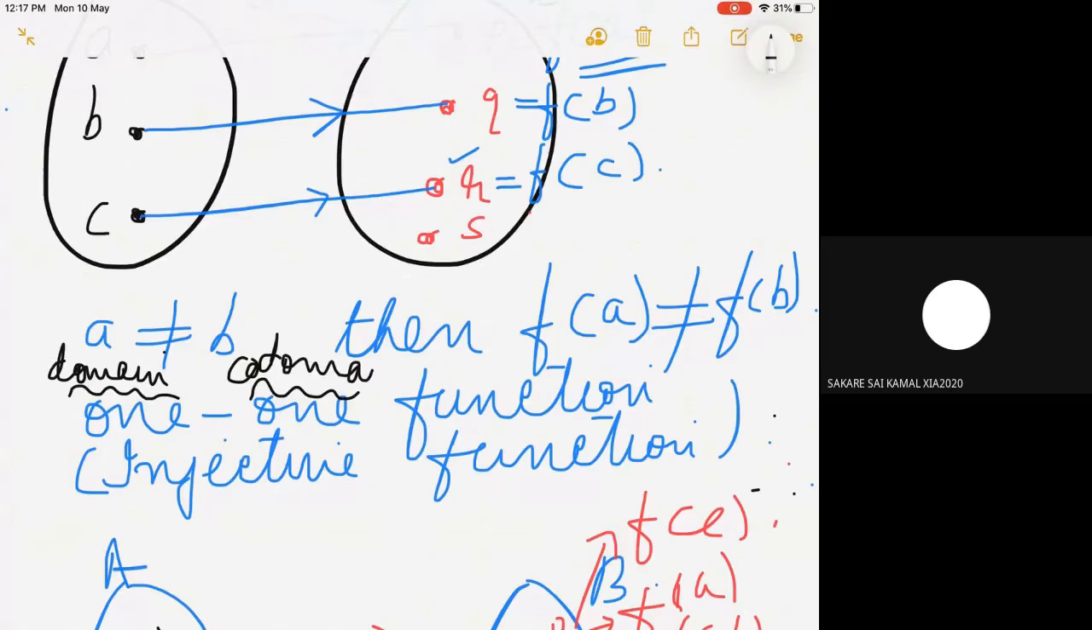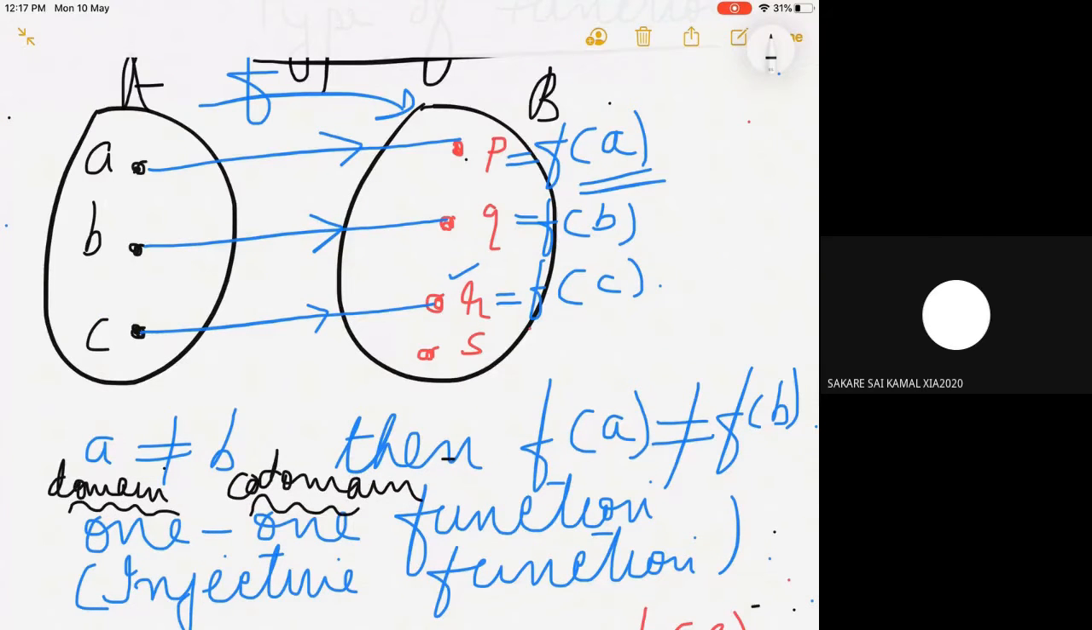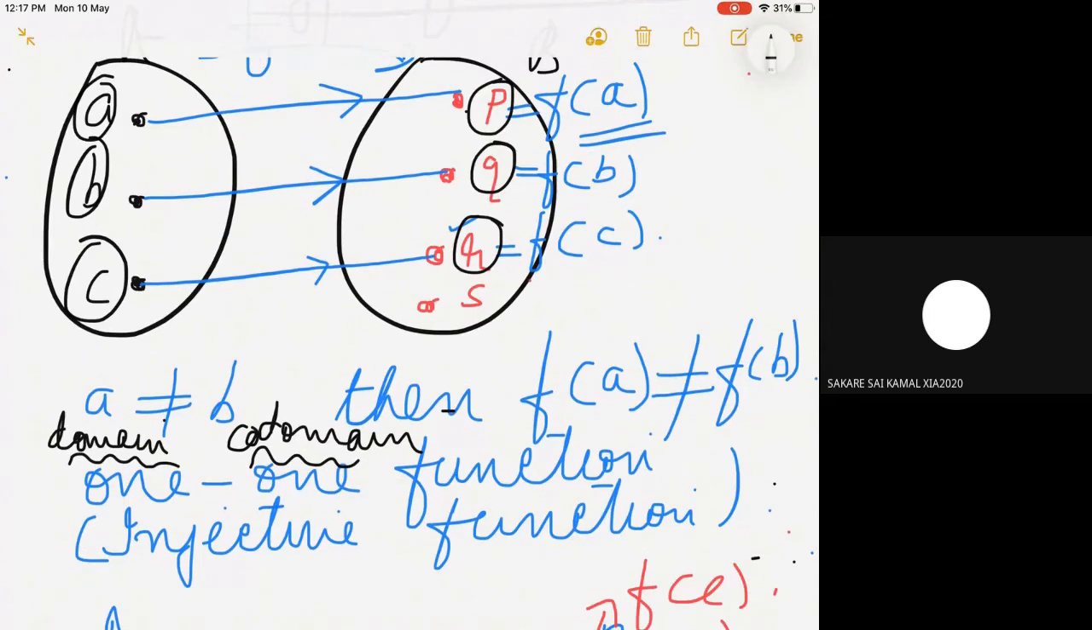So by this arrow diagram, I hope you understood. When A is different from B, their images are also different. When B is different from C, their images are also different. So mathematically we write this. The arrow diagram is just for your understanding.